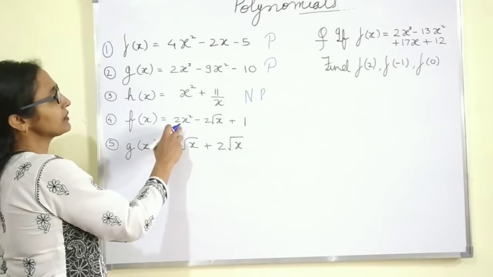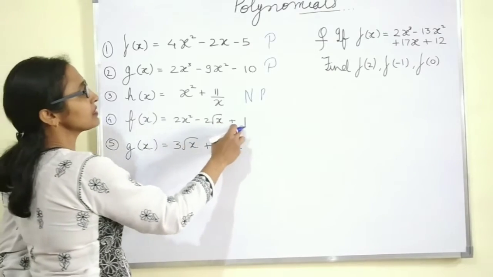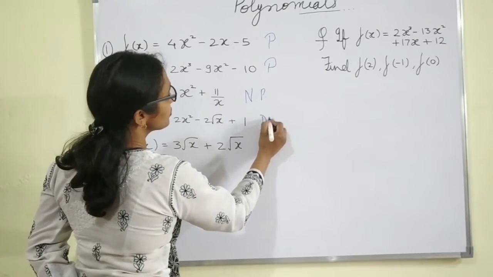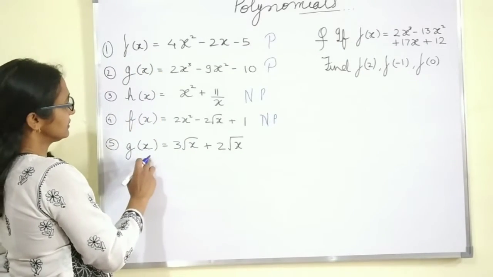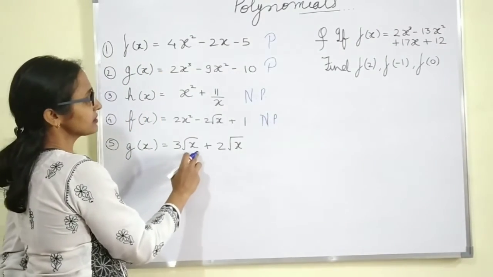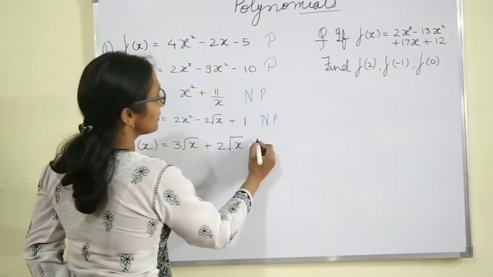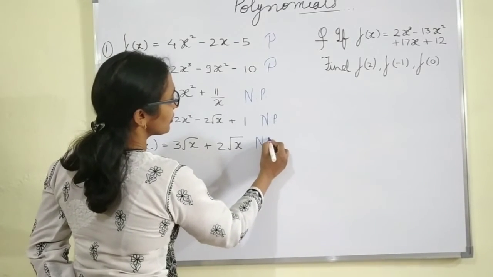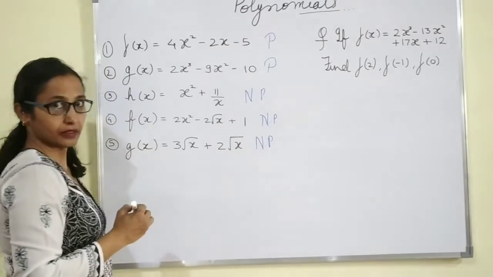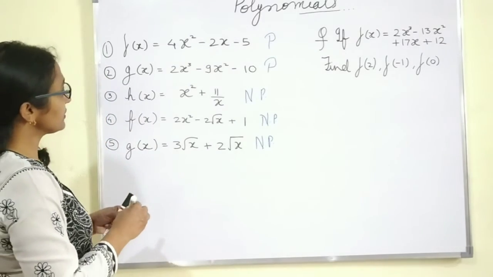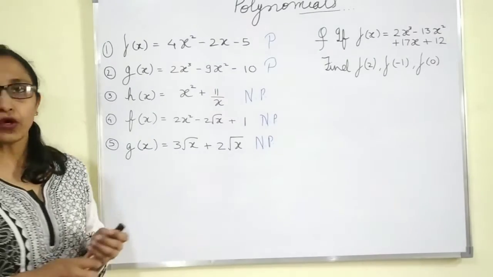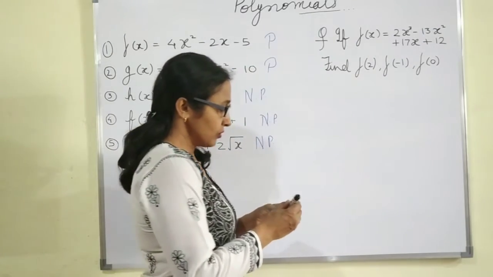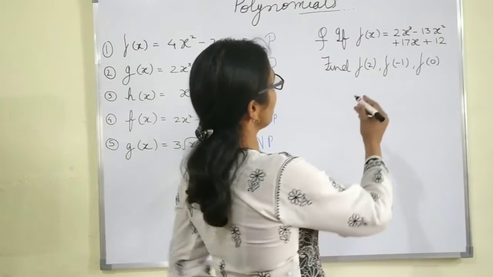f(x) equals 2x square minus 2 root x plus 1. It is also not a polynomial. Now g(x) equals 3 root x plus 2 root x. It is also not a polynomial. Now I think you understood which one is a polynomial and which is not a polynomial. Now questions based on polynomials.